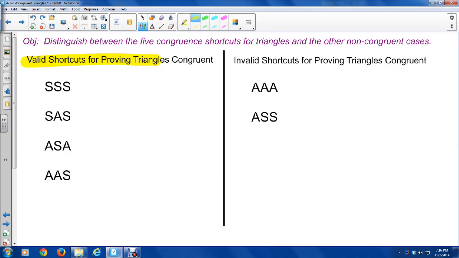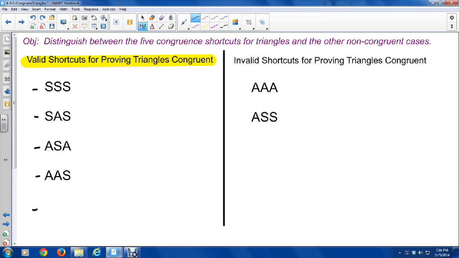valid shortcut side for proving triangles congruent, we have side, side, side, three pairs of sides congruent; side, angle, side, two pairs of sides and the included angle. We've got angle, side, angle. So we've got 1, 2, 3. We've got angle, angle, side. And there's going to be a fifth one that I'm going to add here in a second.